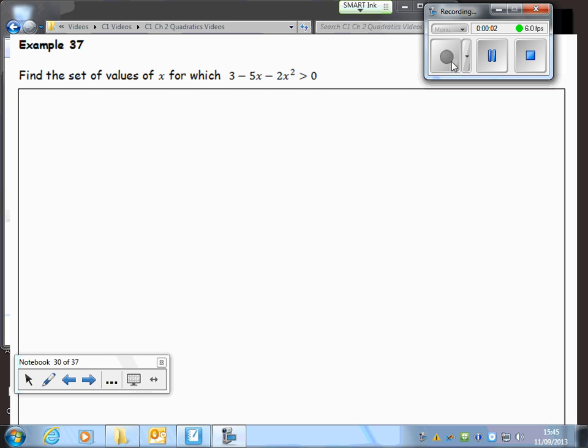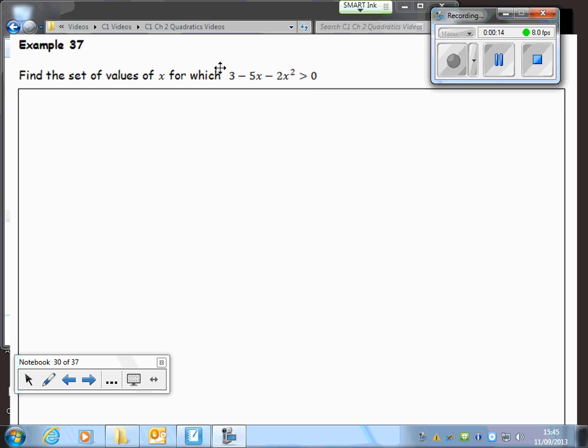C1 Quadratics Example 37. We need to find the set of values of x for which 3 minus 5x minus 2x squared is greater than 0. So let's try and factorise that quadratic and find out the roots, or where the graph crosses the x-axis.